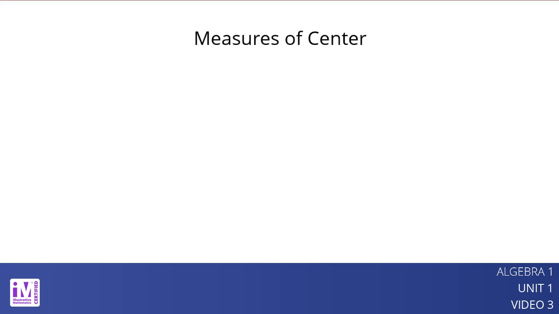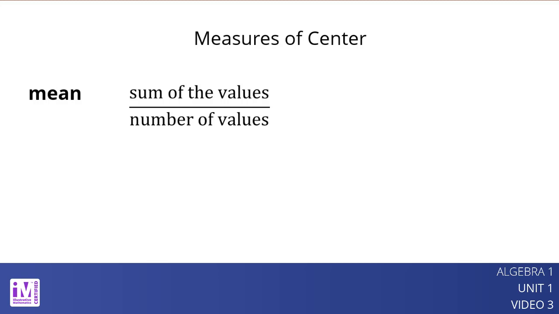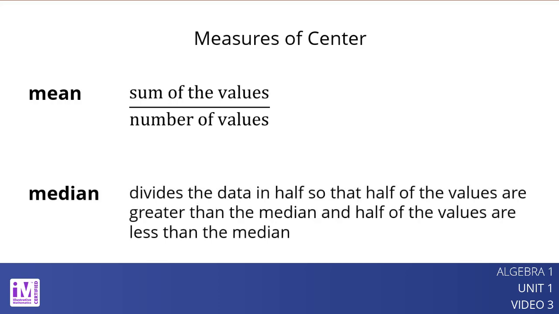Mean and median are examples of statistics that are measures of center. A measure of center is a value that seems typical for a data distribution. The mean, also called the average, is the value you get by adding up all of the values in a set and dividing by the number of values in the set. The median is a measure of center that divides the data in half so that half of the values are greater than the median and half of the values are less than the median.